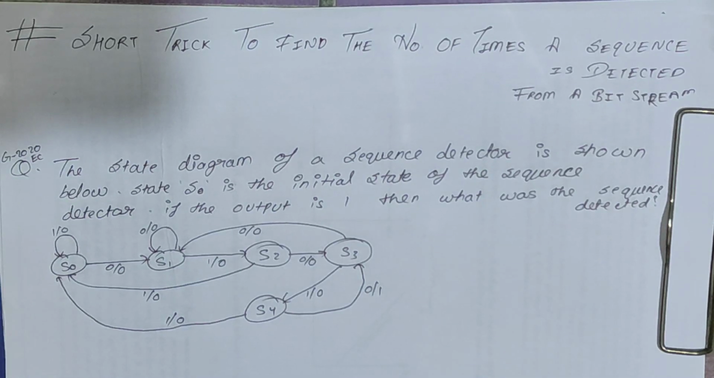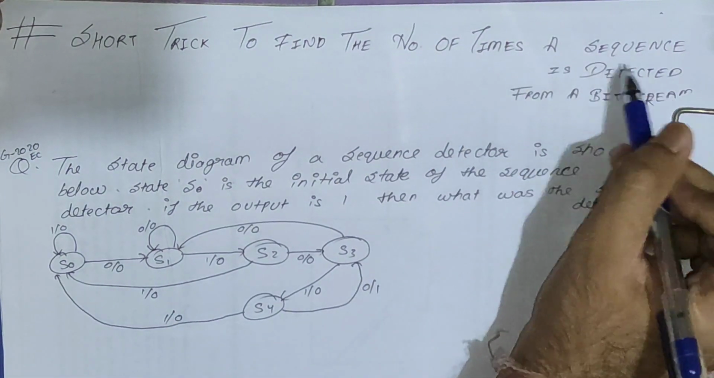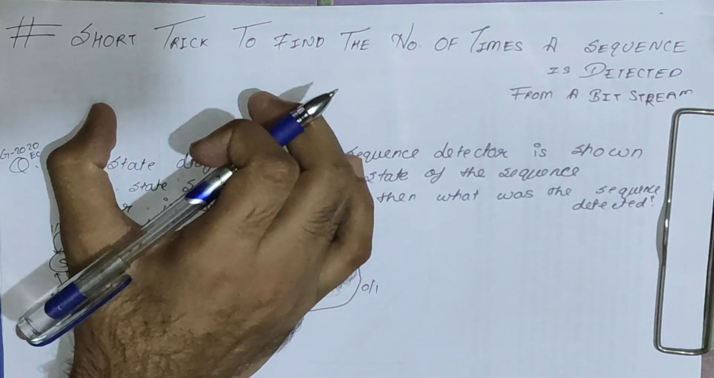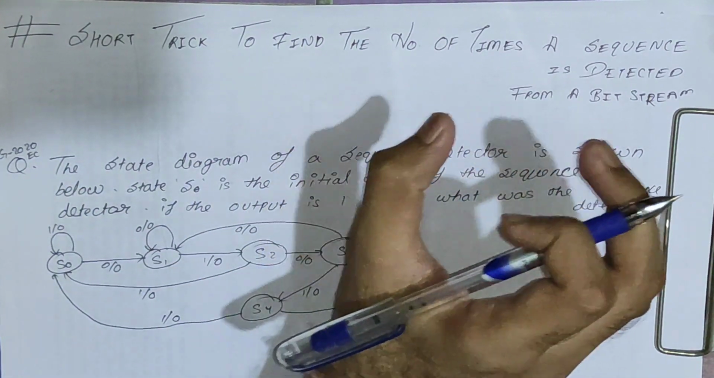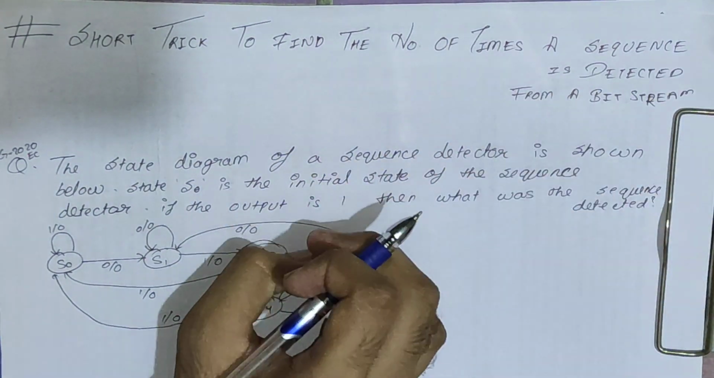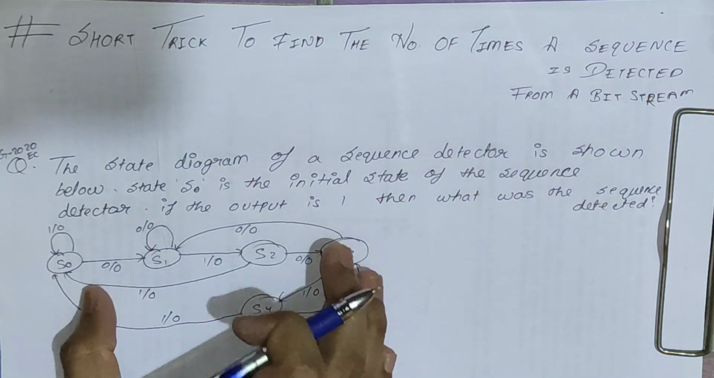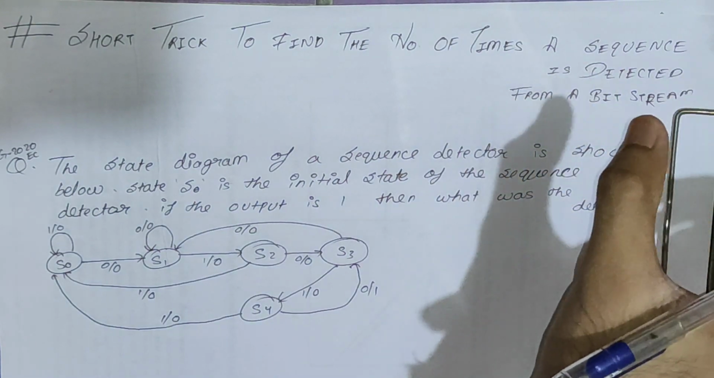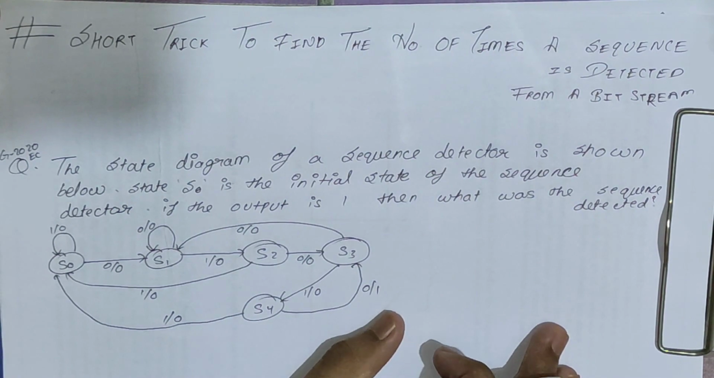Hello friends, today we will see the short trick to find the number of times a sequence is detected from a given bit stream. In the previous video, we have seen how to draw the state diagram for a given sequence. And now in this video, we will first study how to get the sequence from the state diagram, and then we will study how to count the number of times that sequence is repeated in a given bit stream. Okay, so starting with the video.